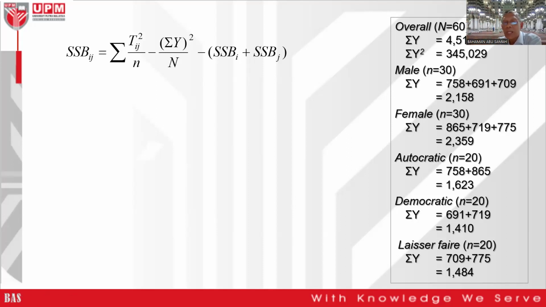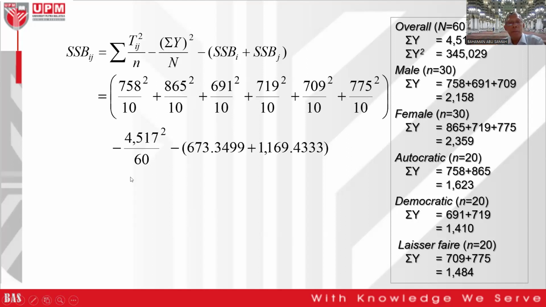Altogether, we have 6 groups: either the 6 come from 3 groups from male and 3 groups from female, or the 6 groups come from 2 groups from autocratic, another 2 from democratic, and another 2 from laissez-faire. I mean, the value will be the same. So which is equivalent to, in this case, let's say we refer to gender, the first 3 come from male, 758 squared divided by 10 plus 600, or in this case we are referring to the autocratic, because we are using this one.